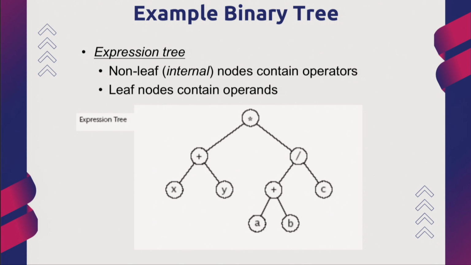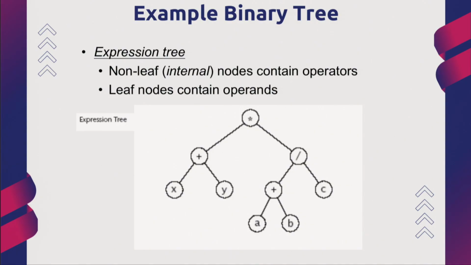Here we have some other examples or applications of binary trees. One of the applications is the construction of an expression tree. Any compiler will make use of an expression tree to evaluate an expression. In an expression tree, all the leaf nodes will have operands and all intermediate nodes will have operators, and we call that an expression tree, and it is actually a binary tree.